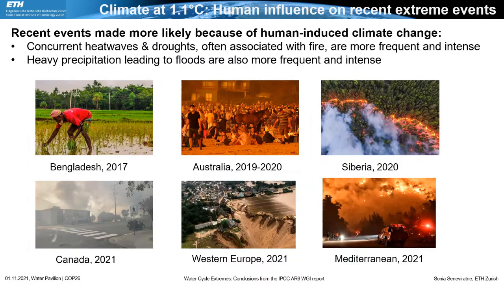Many of those changes are related to the water cycle. So for instance, this includes these concurrent heat waves and droughts. Here you have several examples, which are then also leading to more frequent fires. So when you have both dry and hot conditions, you have more probability of fires. On the other hand, you also have an increase in heavy precipitation, which increases the probability of floods.